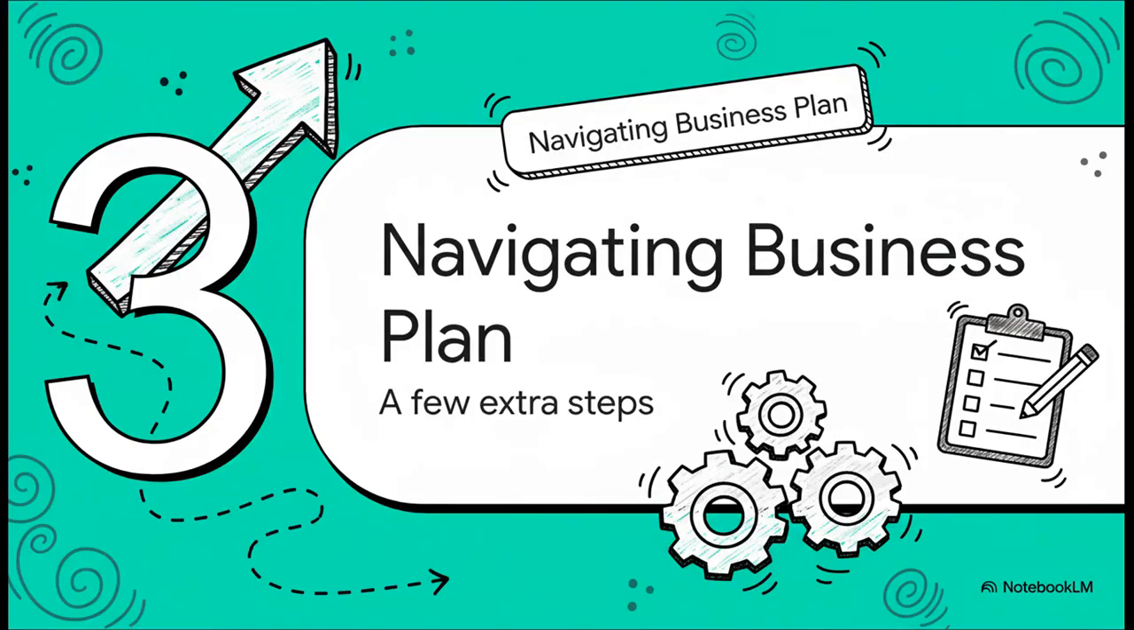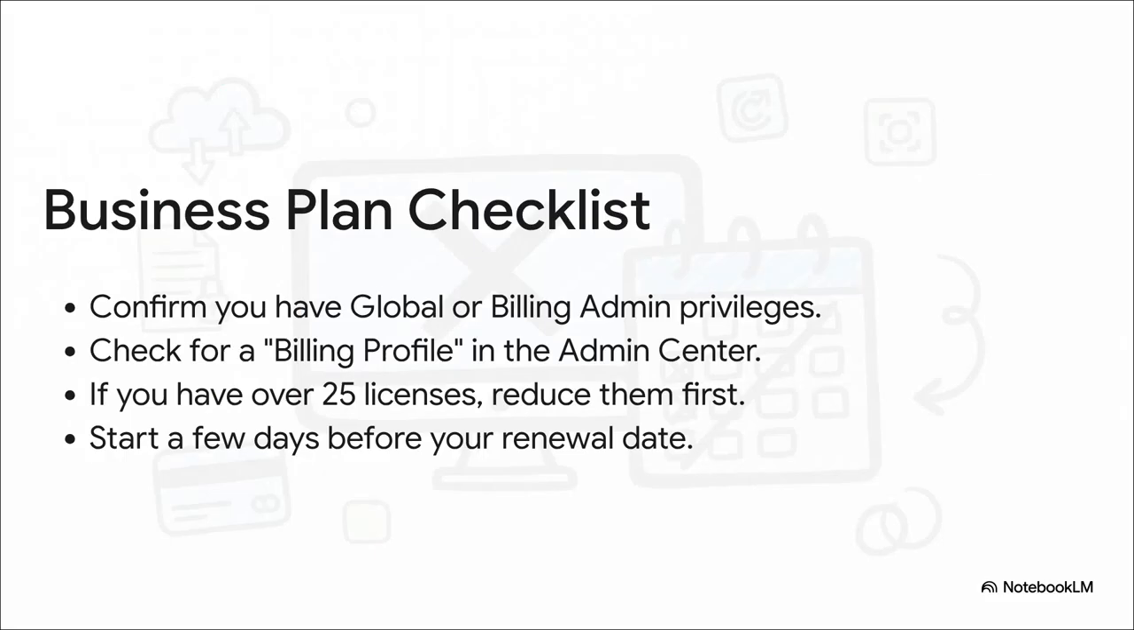All right, time to switch gears and talk about the business plan. Now, this process is definitely a bit more involved, but it is completely manageable. You just have to follow the steps. The real key here is all about preparation. And this checklist, this is your absolute first move. Seriously, before you click a single thing, you have to make sure you have the right admin rights. You also need to look for something called a billing profile and pay attention to how many licenses you have.